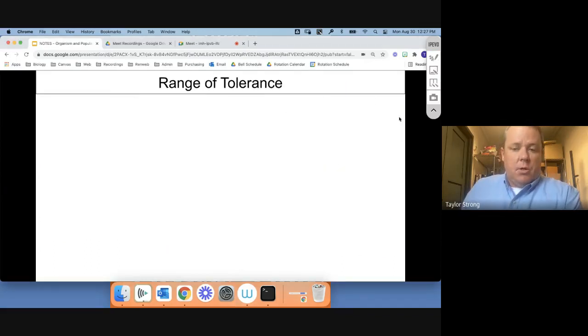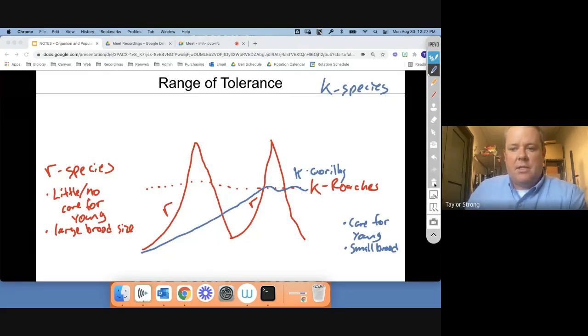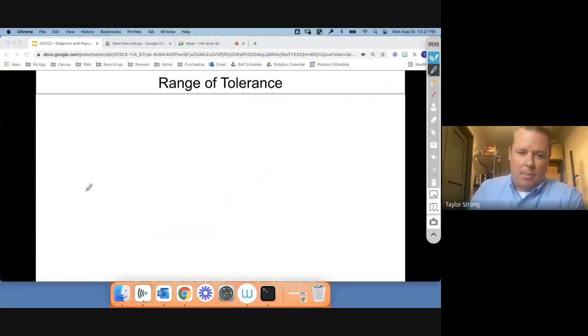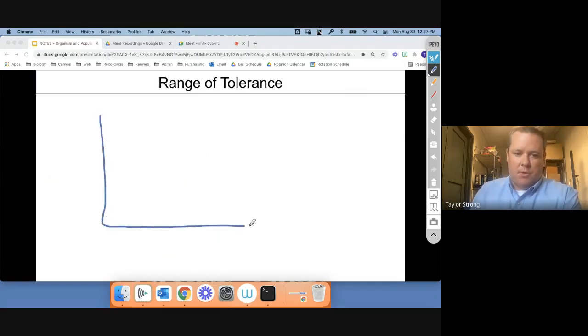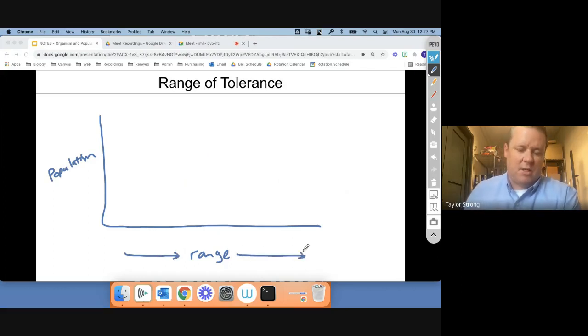All right, and we got two more here. We got a range of tolerance graph, which is another graph that you have to look at when you're thinking about population ecology, and when we think about why a population is what it is. So let's put a graph right here. Let's put the population at a specific range, and let's do the range right here. I'm going to use the same exact example that the book does, just because I think it's a really good example. The range is any sort of abiotic condition in the environment that can vary.